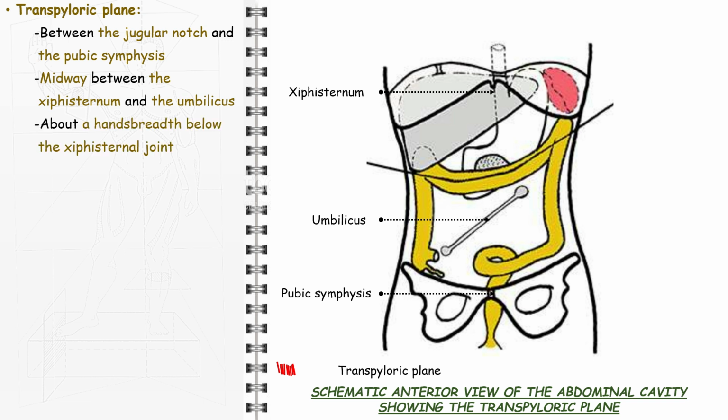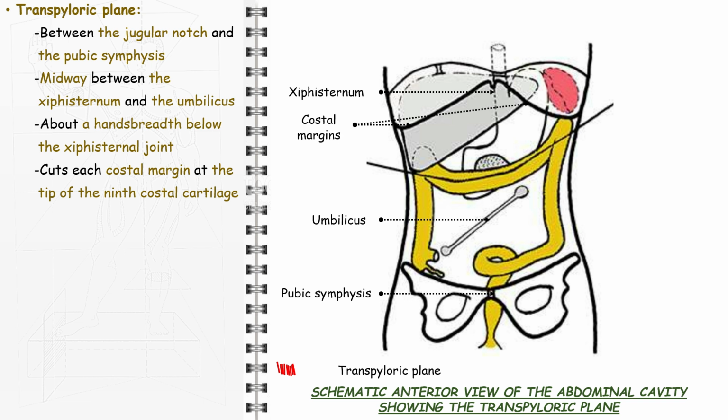It cuts each costal margin at the tip of the 9th costal cartilage, which is at the lateral border of the rectus abdominis, the semilunar line. Beneath this point on the right side lies the fundus of the gallbladder. On the left is the body of the stomach.